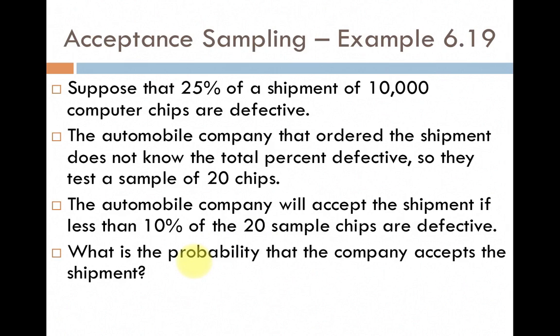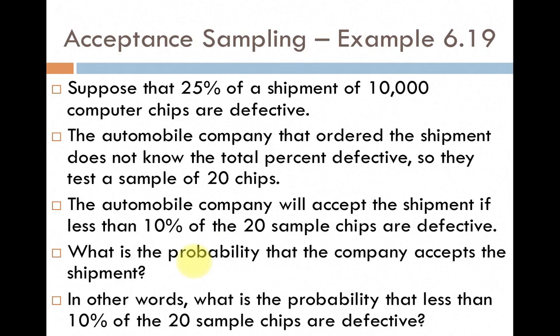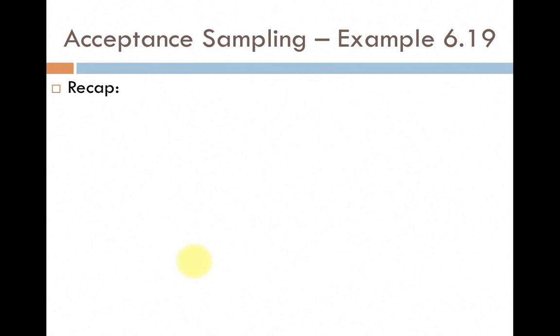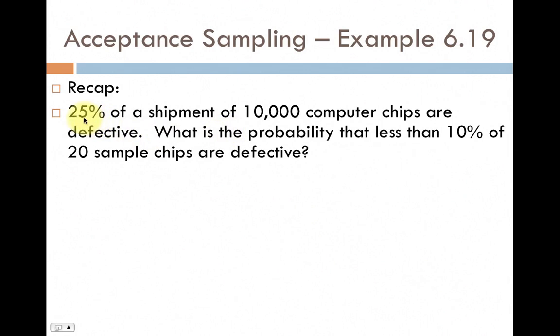So 10% of 20, what is that? We've got to figure that out first. In other words, what's the probability that less than 10% of the 20 sample chips are defective? So let's look at 10% of 20. So we have the truth, which the automobile manufacturer does not know: 25% of 10,000 are defective. That's known to us. That's not known to the automobile manufacturer. We want to find the probability that less than 10% of 20 are defective.